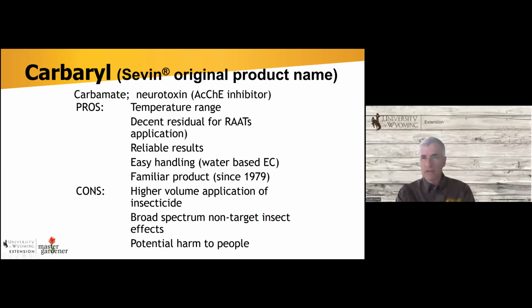Carbaryl, a very familiar product, been around a long time. It is also a neurotoxin. It has reliable results and a decent residual at the highest rates. A familiar product, easy handling. Again, broad spectrum. It has contact activity, so insects that crawl onto the plant or have other exposure will be killed. There is potential harm to people because it is a neurotoxin, and this particular one sometimes causes a suppression of the acetylcholine esterase levels in people that have been exposed to it a lot.